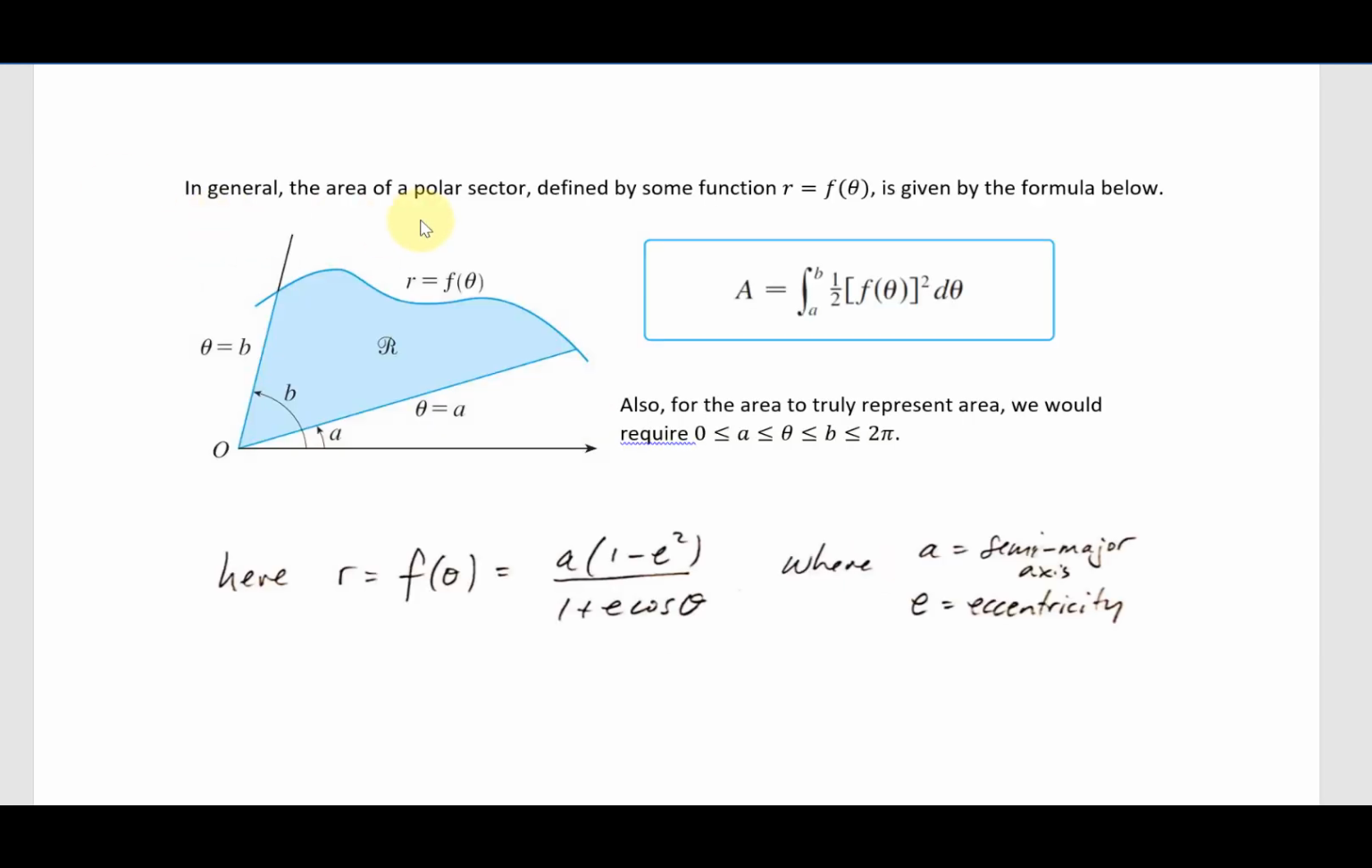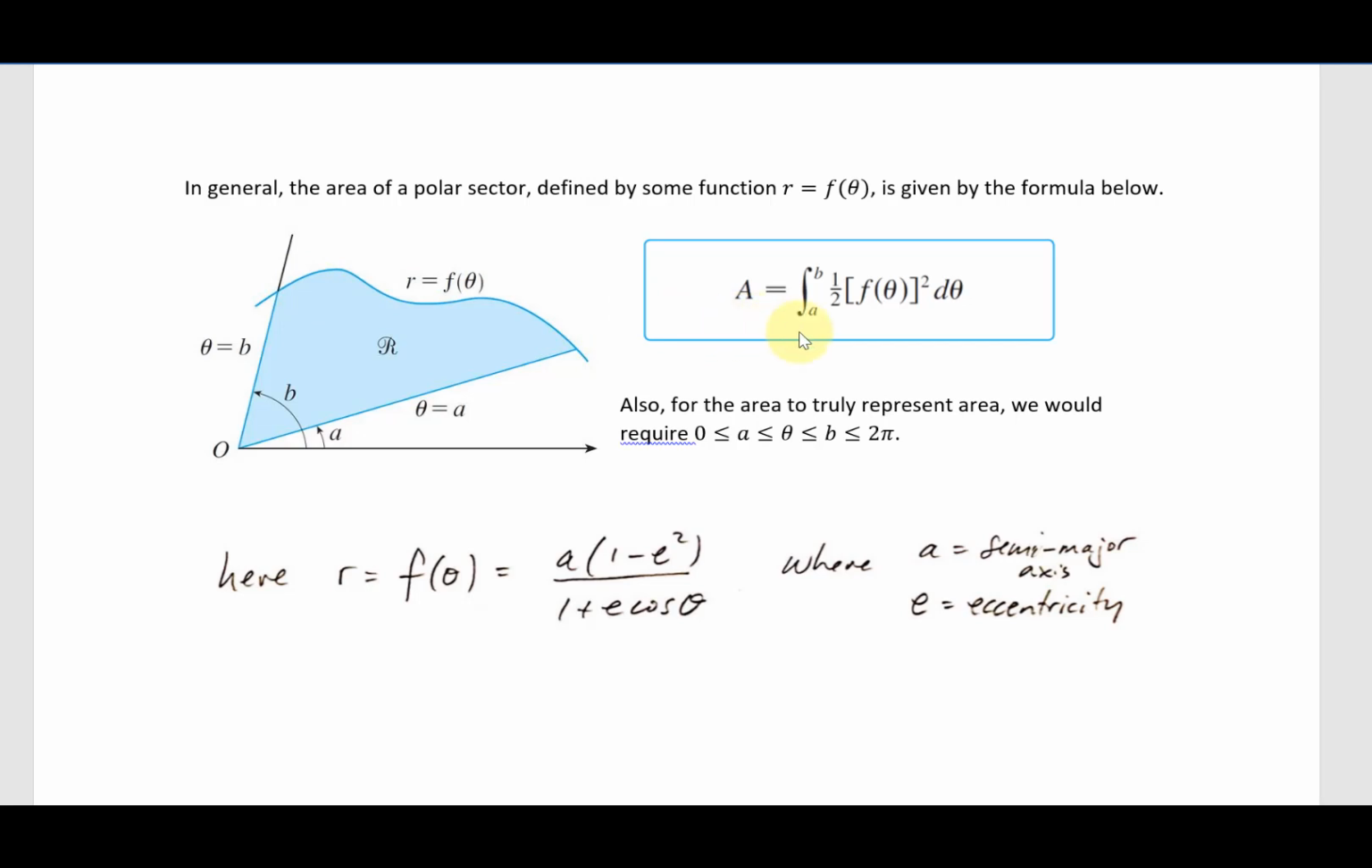So in general, the area of a polar sector defined by some function r equal to f of theta is given by this formula below, here. So we're looking at the area of some region like this shaded region here that's bound by two different angles in polar form and some curve that's traced out by some function r equal to f of theta.